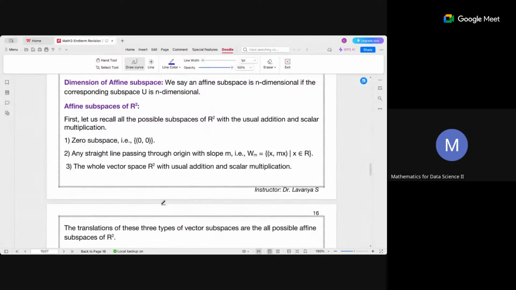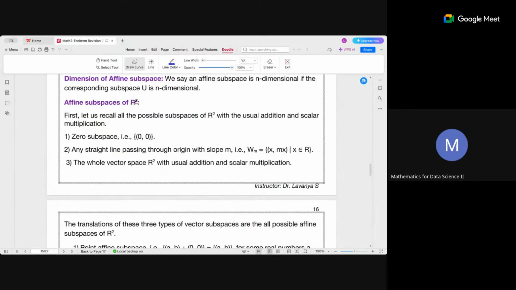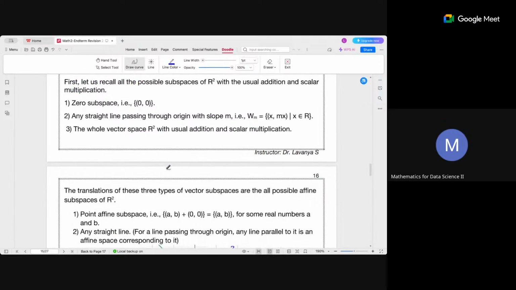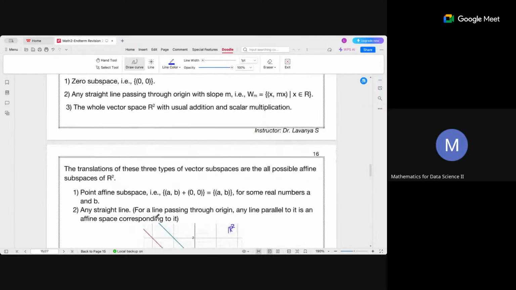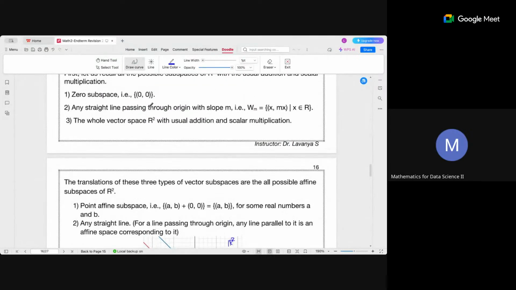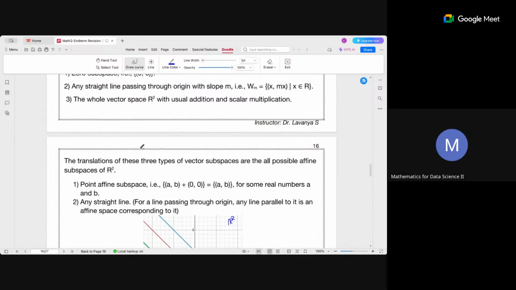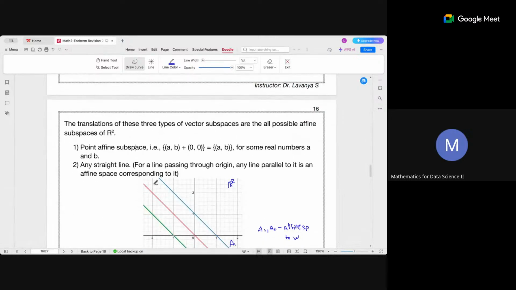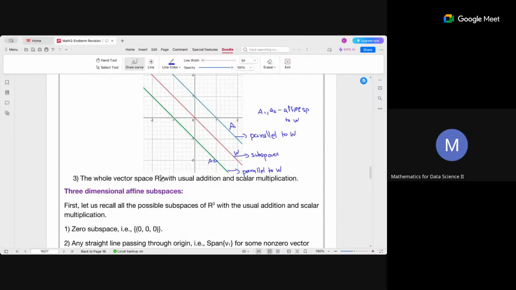So for affine spaces of R2, what are the subspaces in R2? The 0 vector, any straight line through origin, and the whole space. So what are the translations of these subspaces? They are going to be the affine spaces in R2. The 0 vector gets translated to a non-zero point. Any straight line through origin gets shifted to just any straight line, not necessarily through origin. And what about R2 shifting? Even if it gets shifted, it will still be R2 only, right?